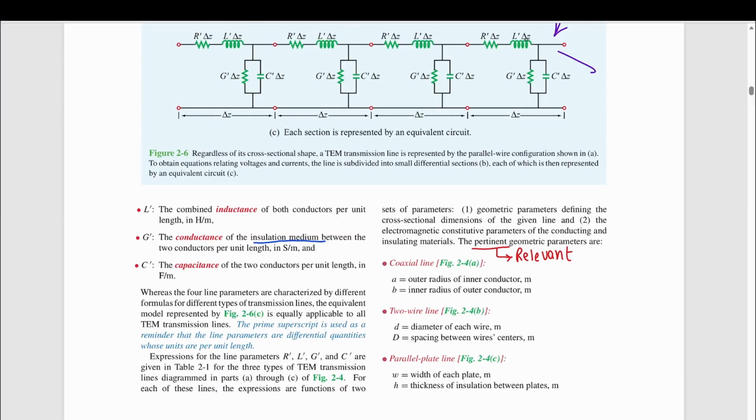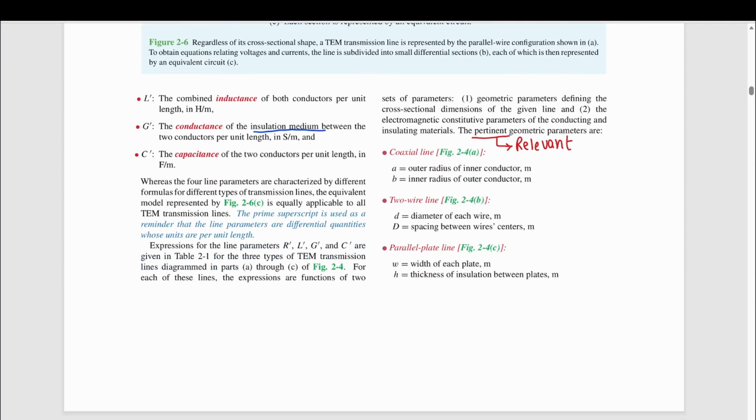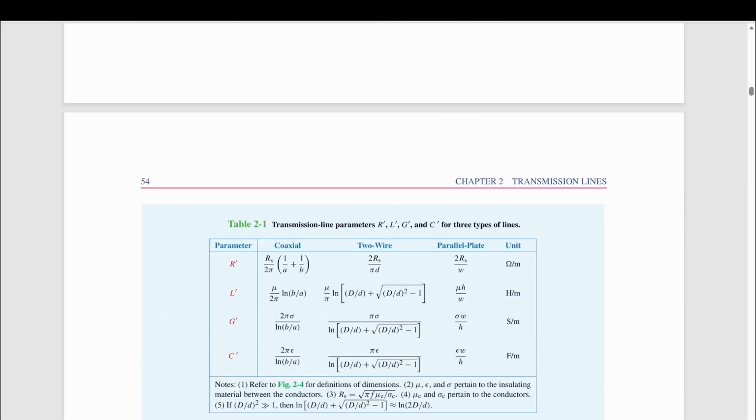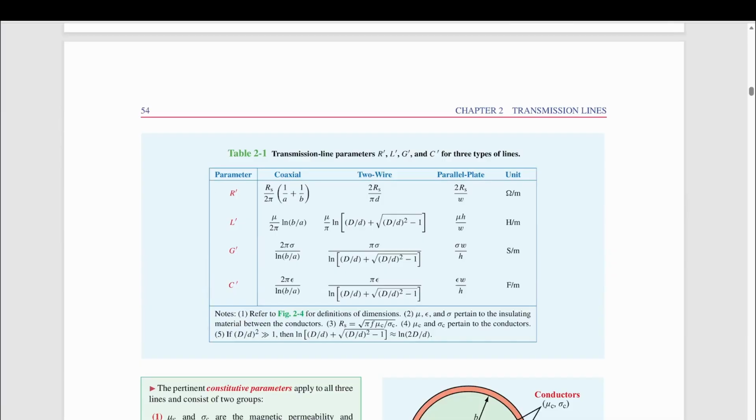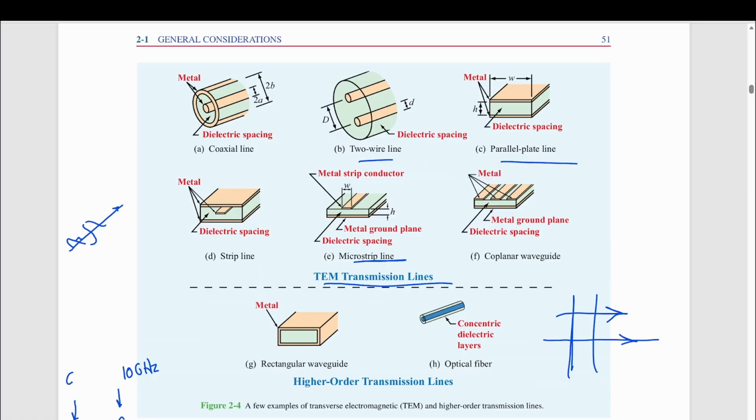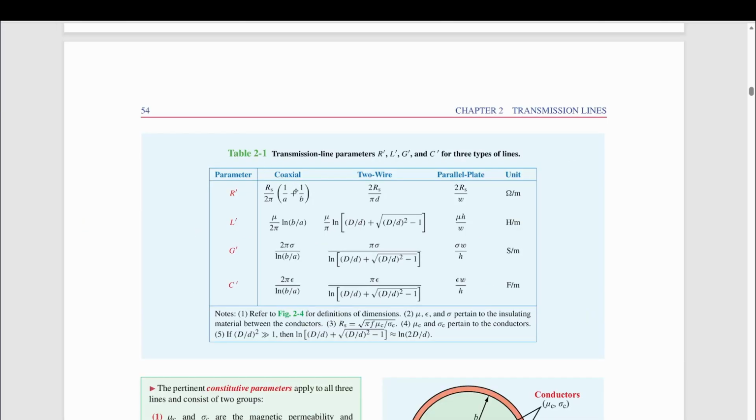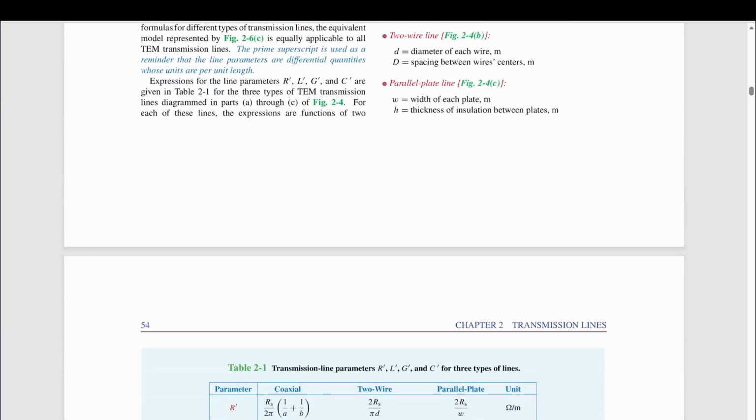So instead of taking the resistance of the whole transmission line as a whole, we divide it into small sections. Each section has the 4 elements representing it. So here all of them are per unit length and differential elements for very small sections. Expressions for the line parameters R', L', G', C' are given in table 2.1 for the 3 types of TEM transmission lines diagrammed in parts a through c of figure 2.4. So this table has those elements for the first 3 things in this figure: the coaxial, the two-wire, and the parallel plate. It is just an example.